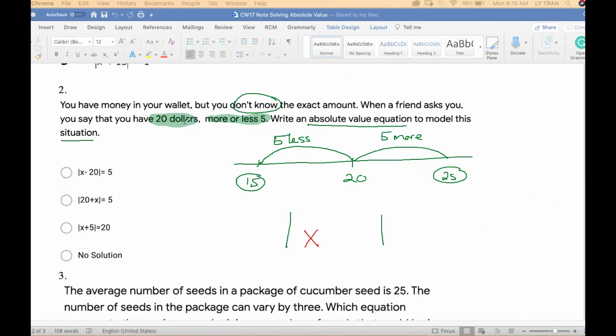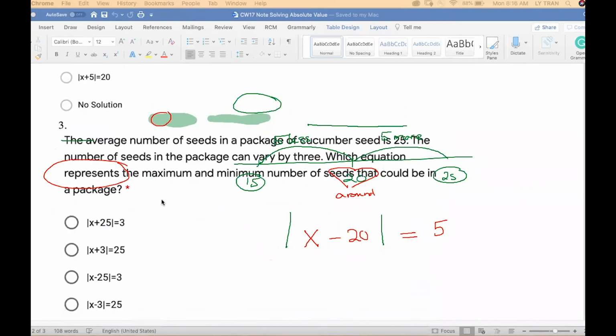With the one that you say you have $20, that's the number we are talking about right here. So I have around $20. I don't know, so I'm just going to subtract that 20, and then it's going to give you a distance. They said, hey, what is the distance between the real money you have and 20? You said 5 more or less. So that's equal to 5, and that's it. Bingo. Okay. Again, we are not solving right now. We are just setting it up. So that's question number 2.